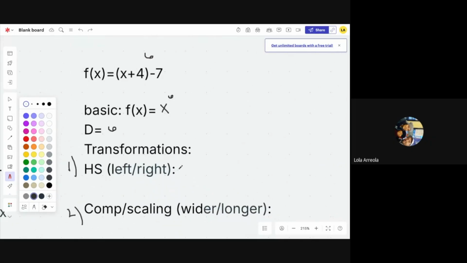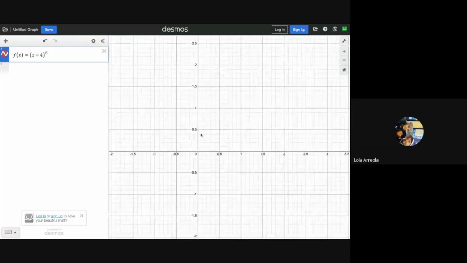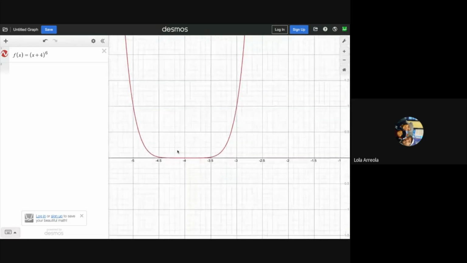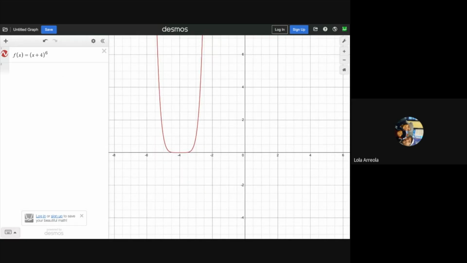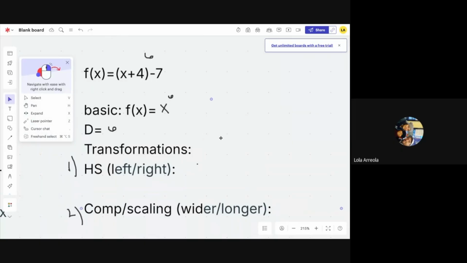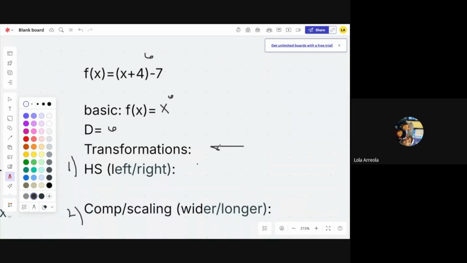With horizontal shifts, we have to think opposite. So that +4 does not mean that my graph is moving to the right 4. What does it mean? So if I were just to highlight that transformation, do you guys see how my graph was initially right here at the origin and I picked it up and moved it to the left 4 units. So that +4 actually means my graph is moving to the left 4 units. So I'm going to be kind of lazy. I'm just going to write left 4. Okay? But on your exams, you want to put left 4 units.